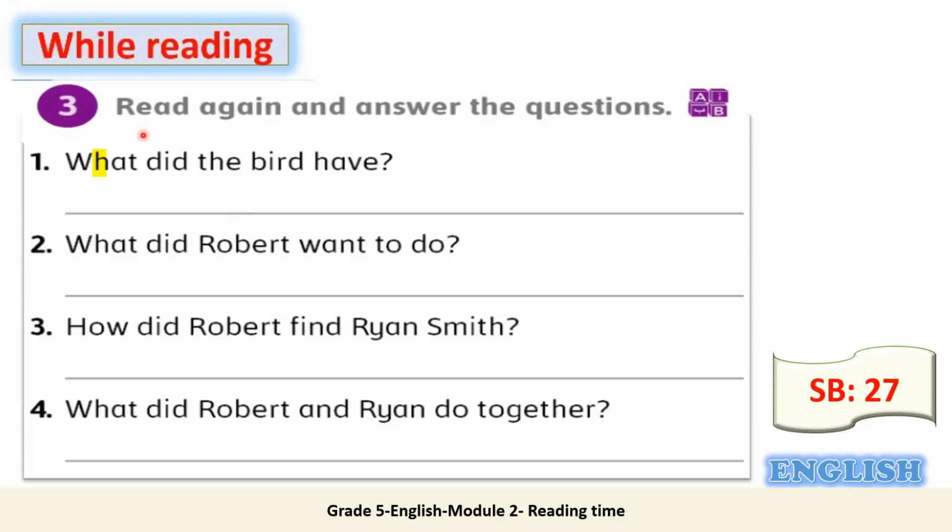Now you need to read the story again to find answers for these detailed questions. You will find these questions in your student book, page 27, activity 3. Don't forget to underline the answers in your books. Now take your time to read the questions and find the answers in your books.